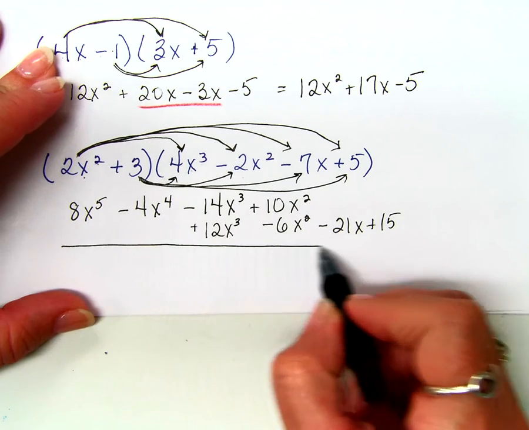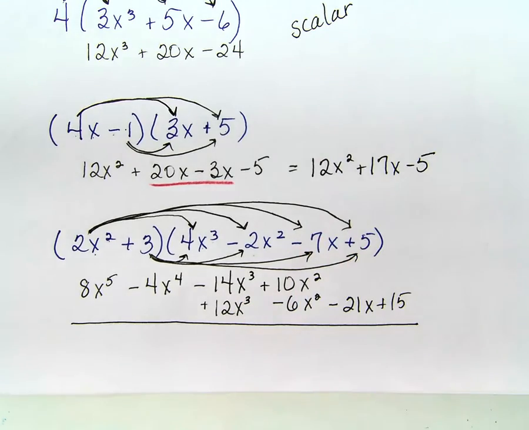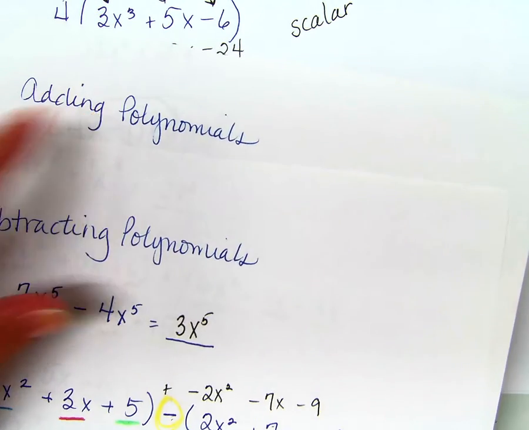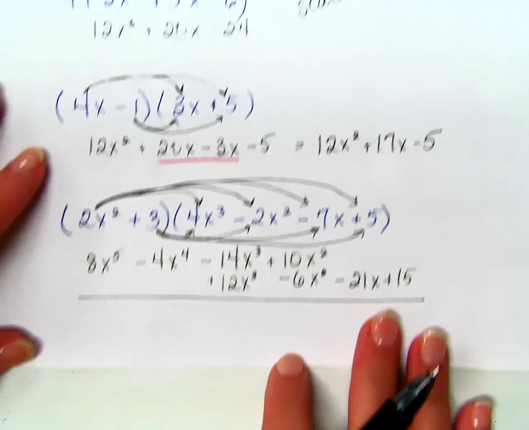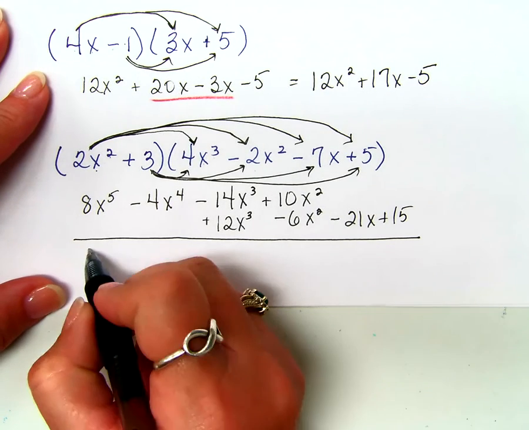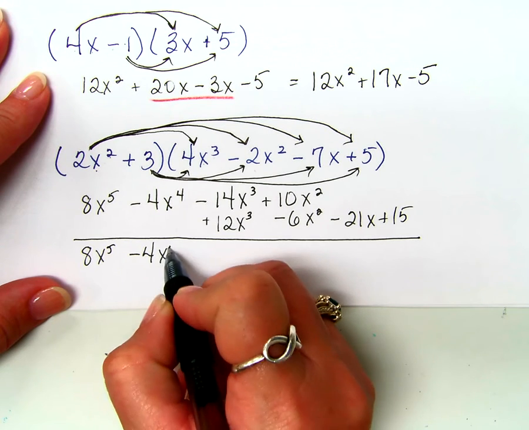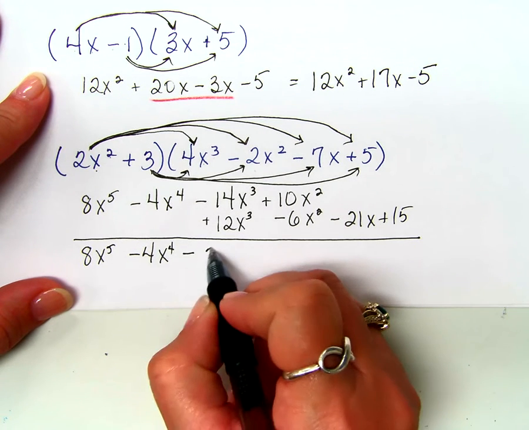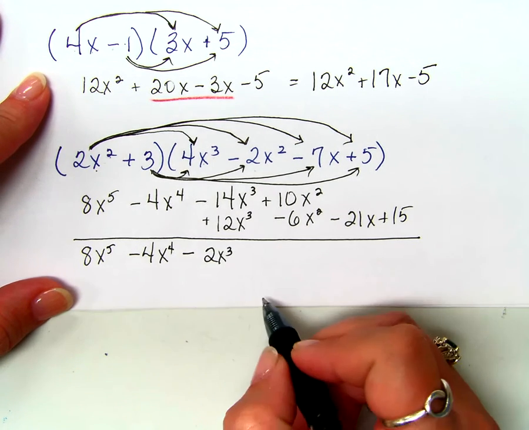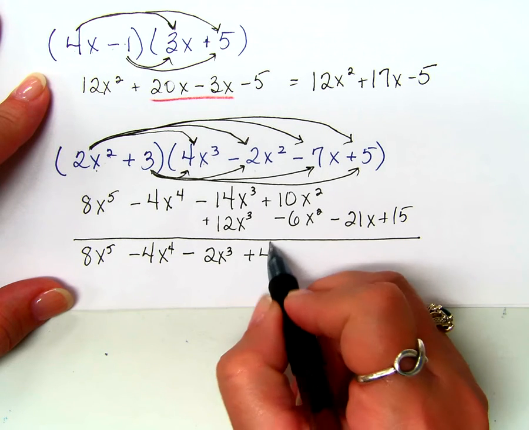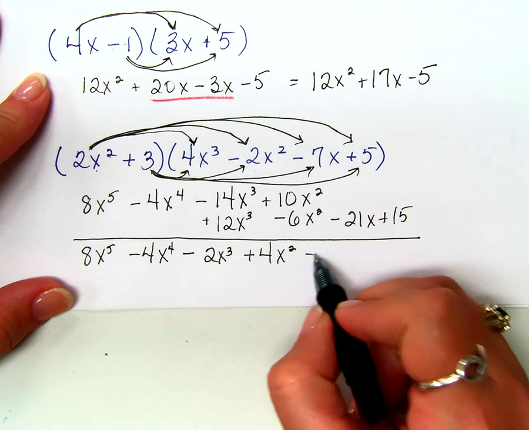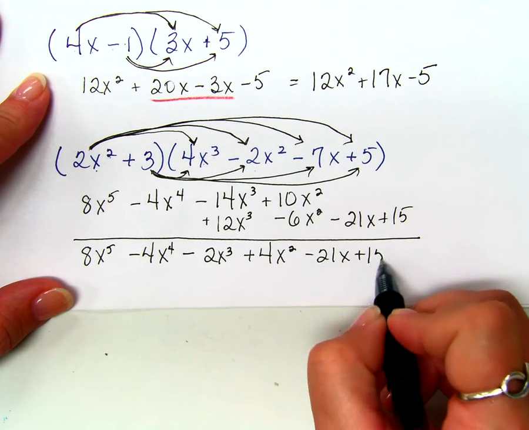Now I just have to add my like terms like I did back up here in my adding polynomials notes. Okay? So I get 8x to the 5th minus 4x to the 4th minus 2x to the 3rd, right here, plus 4x squared, and then minus 21x plus 15.